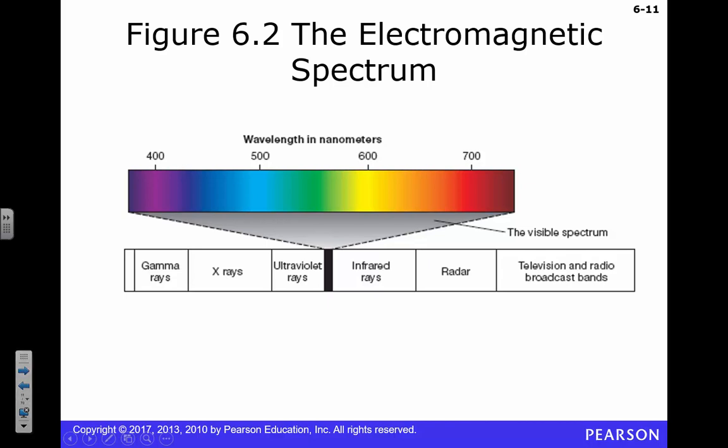Who loves the electromagnetic spectrum? Great. You all should. We'll talk about these things. We can detect a sliver of this, right? This is completely out of scale, okay?